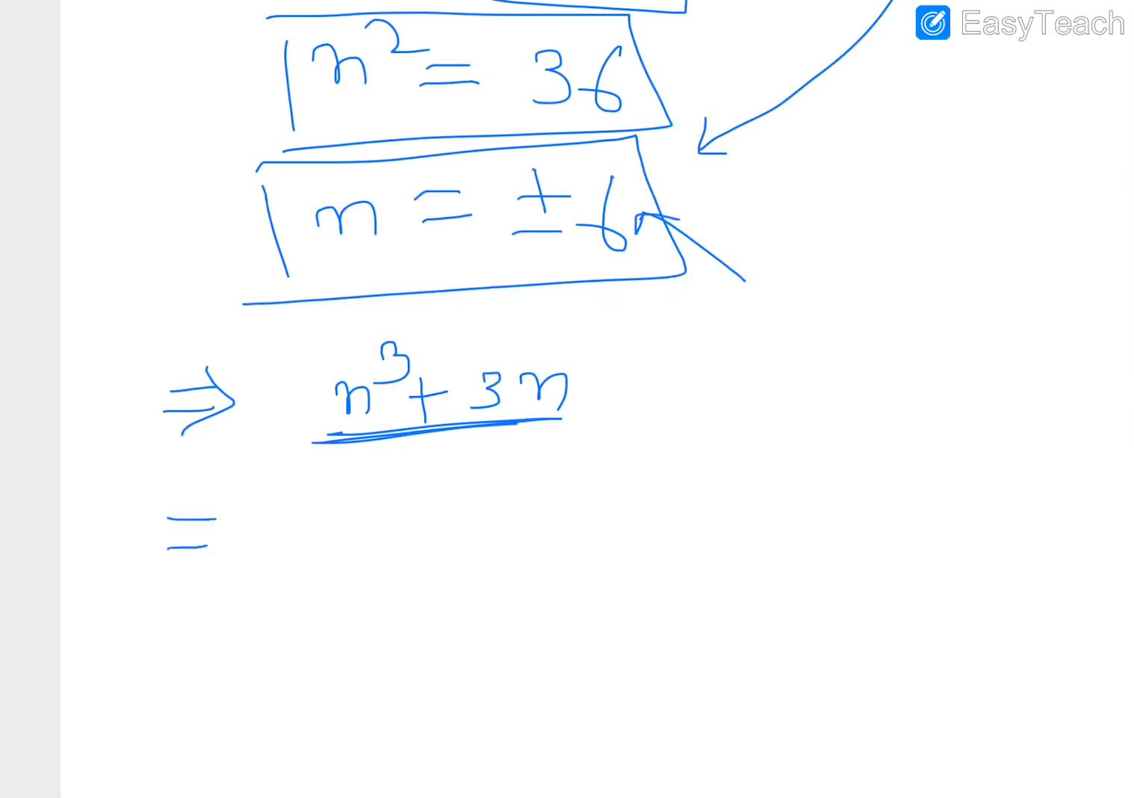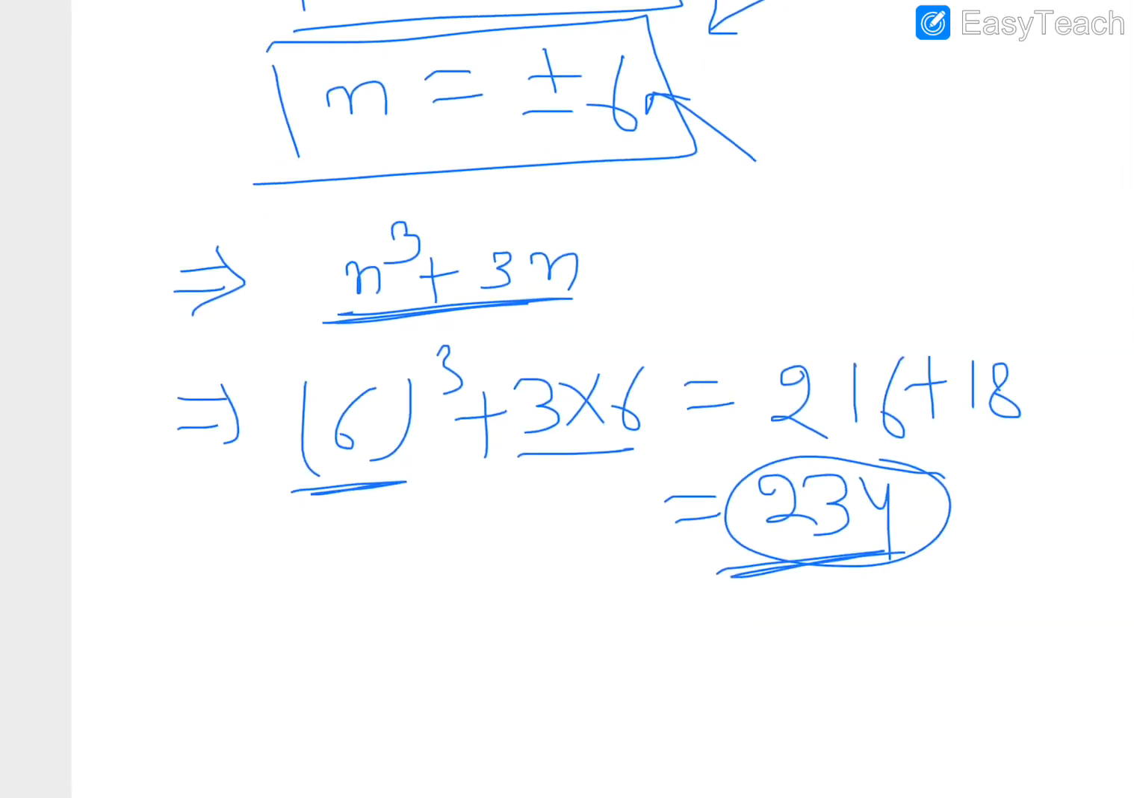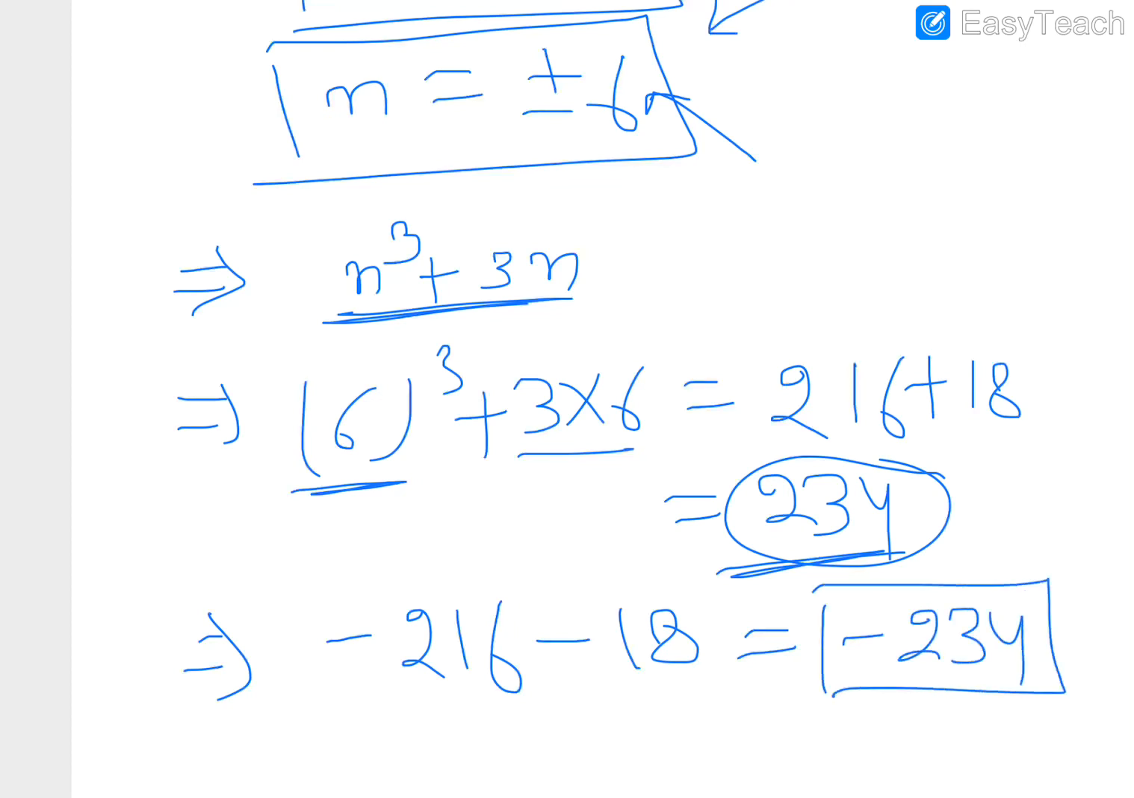So first we will put plus 6. So 6 raised to the power 3 plus 3 into 6, so 18, and this will become 36 into 6, 216 plus 18. Okay, so 234 will become your one answer, and another answer we get by putting minus 6, so it will become minus 216, and then minus 18, so it will become minus 234. So here are your two answers.